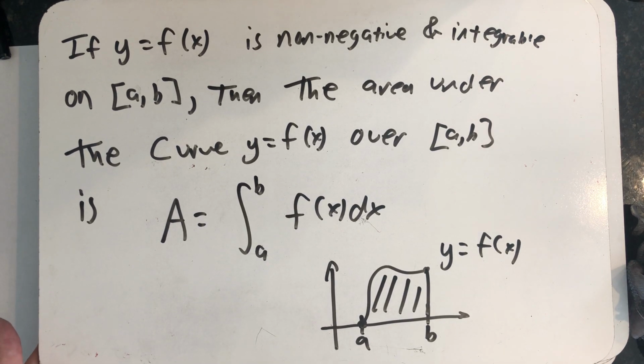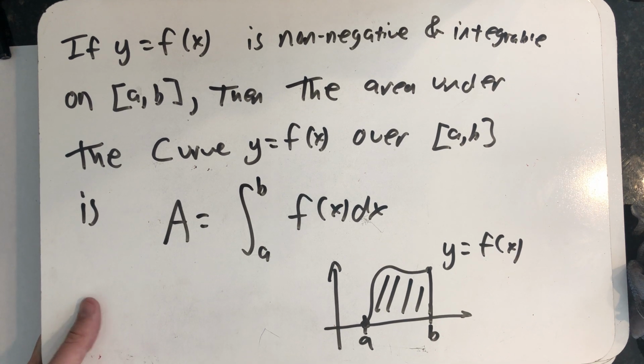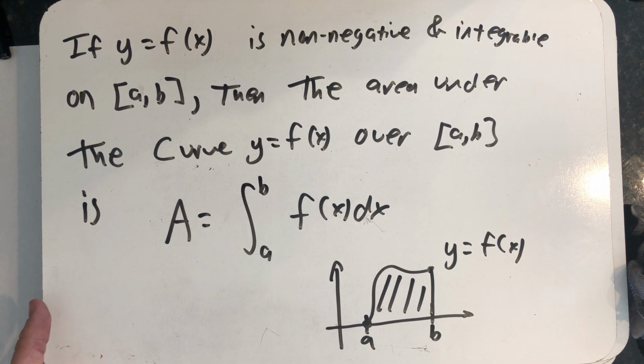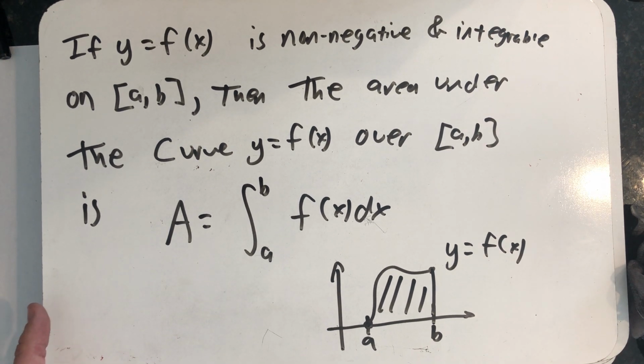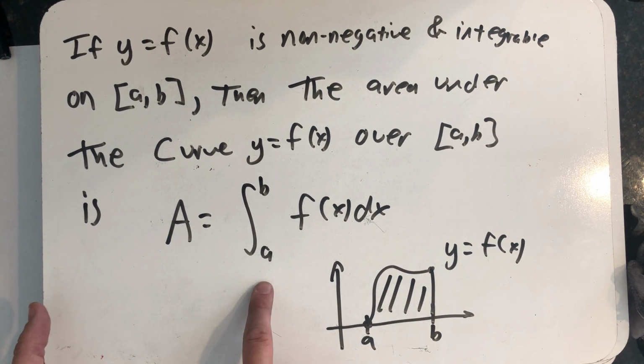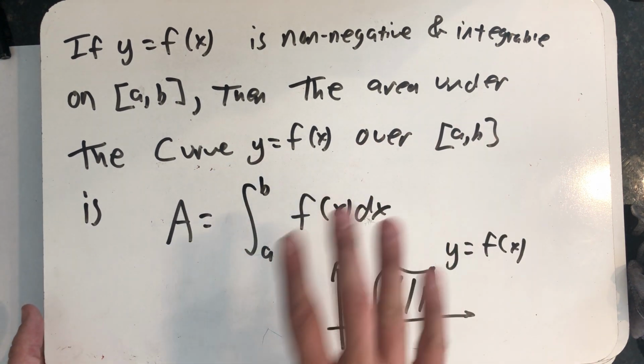To begin studying the definite integral, we started our journey by thinking about the area under a curve. Formally, if y equals f of x is non-negative and integrable on [a, b], then the area under the curve y equals f of x over [a, b] is defined to be the definite integral from a to b of f of x dx. This is one of the most important statements.